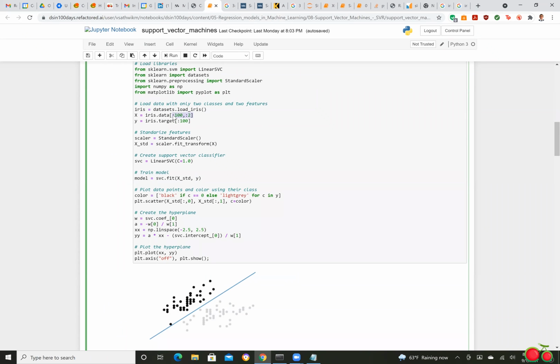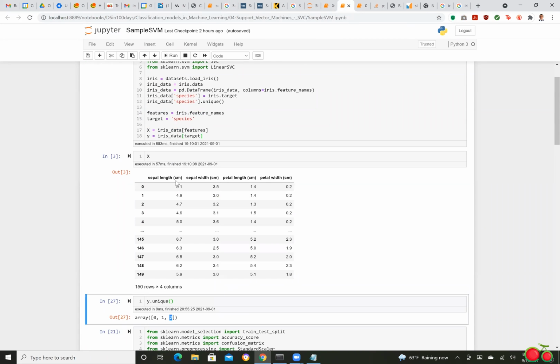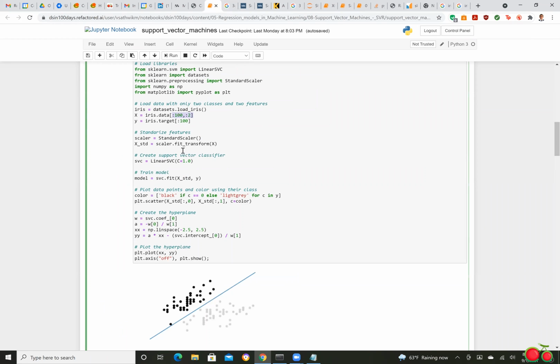When you see here, the first 2 features were basically selected. So sepal length and sepal width are the features that were selected in this data set. Then there's some standard scalar that is happening. This is an important operation. I'll tell you why later.